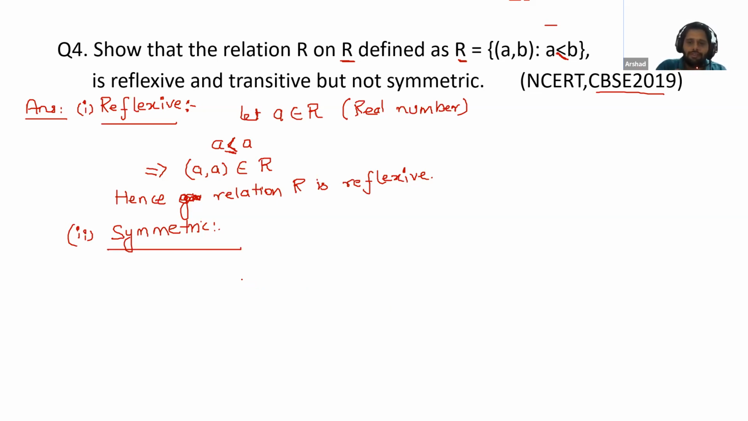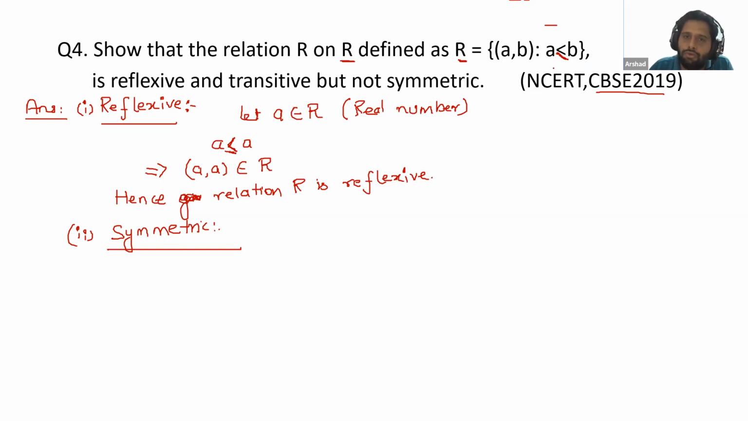This is a very, very simple question. Symmetric. First of all, we need to check what is symmetric. AB should belong to R and BA should also belong to R. But here we need to prove that this is not symmetric. So AB should belong to R and the reverse of that should not be true. This is a very straightforward question. Please check here for the symmetric.